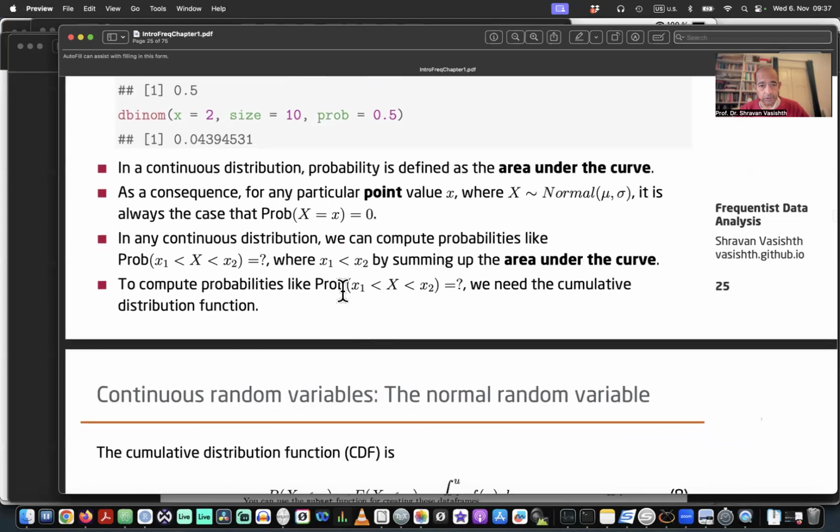How do we compute the probability of observing something between two quantiles like x1 or x2? You can call the quantiles anything. You can call them q1, q2, x1, x2, whatever. So the kind of question I want to ask with a continuous random variable is, what is the probability of observing a value between x2 and x1? That's the kind of question.